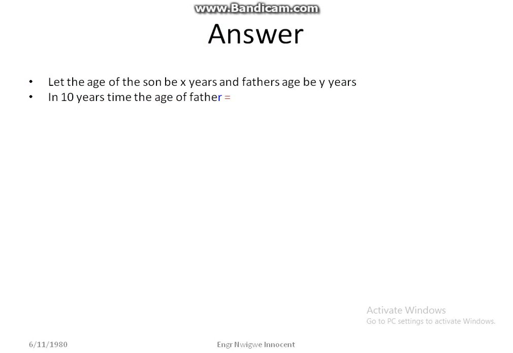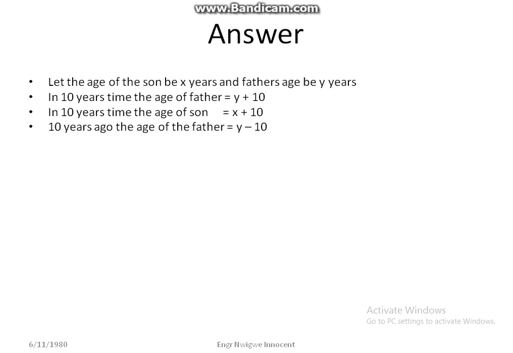Answer. Let the age of the son be S years and father's age be Y years. In 10 years' time, the age of the father is equal to Y plus 10. In 10 years' time, the age of the son will equal S plus 10. 10 years ago, the age of the father is Y minus 10. 10 years ago, the age of the son is equal to S minus 10.